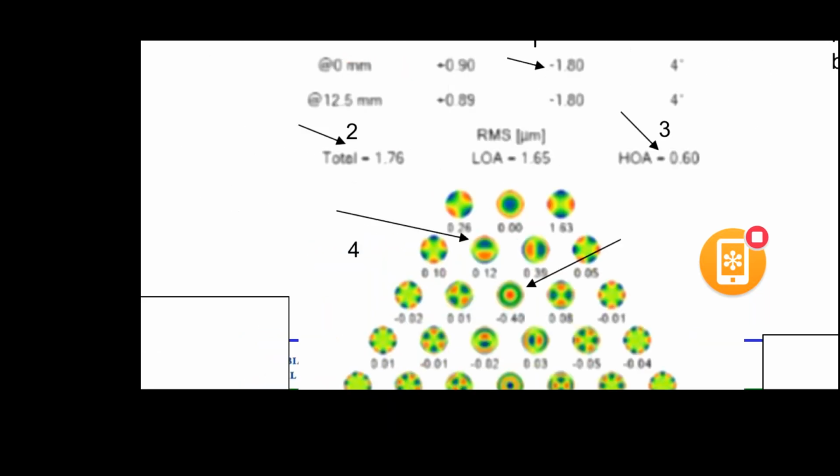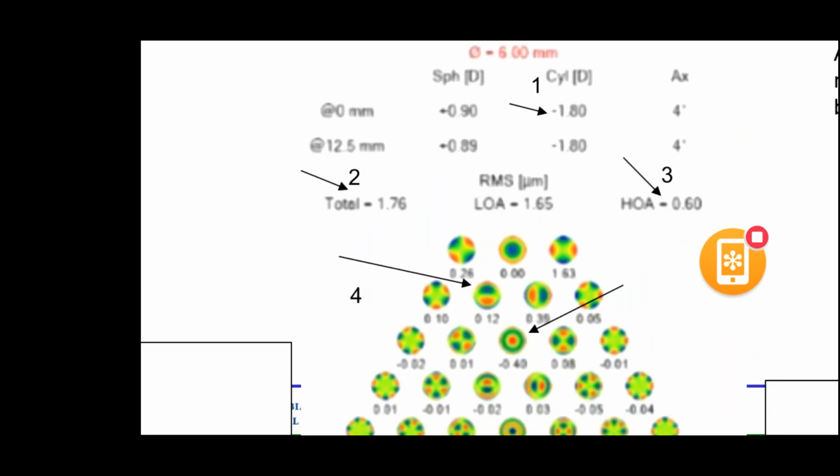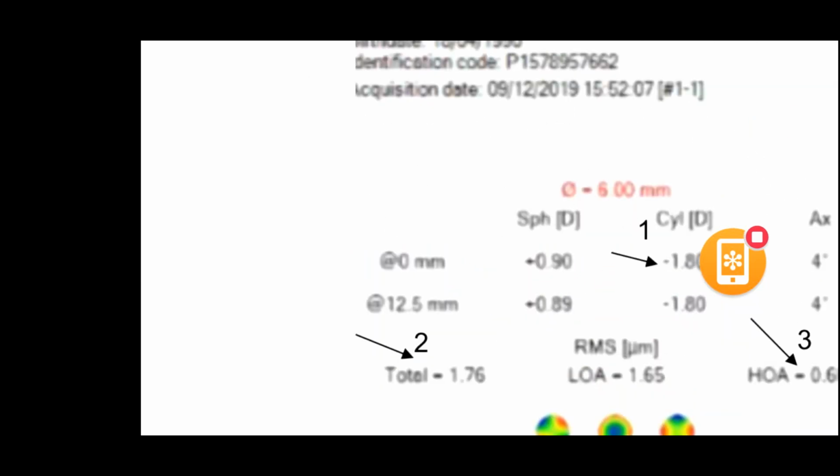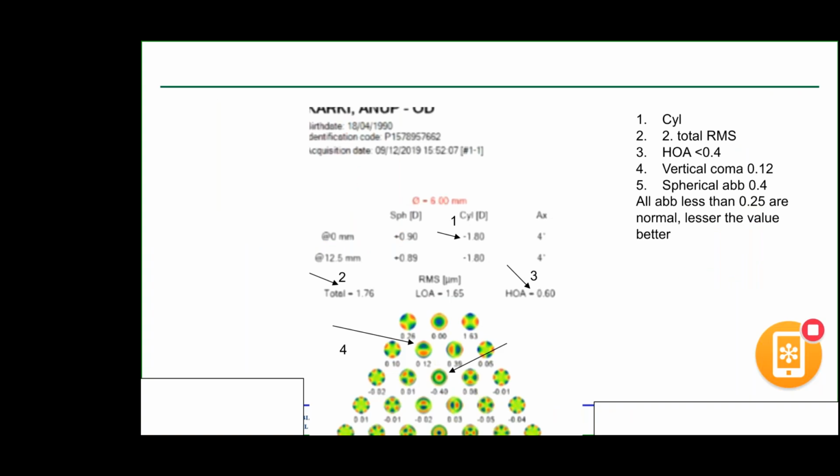So basically, he has a little bit of a high order aberration. That's probably because of his astigmatism. And the point spread function looks okay. Not too much of vertical coma. But if you go to a keratoconic patient, see, this is what you'll get.